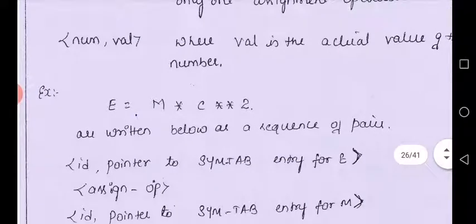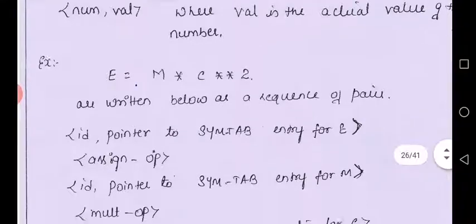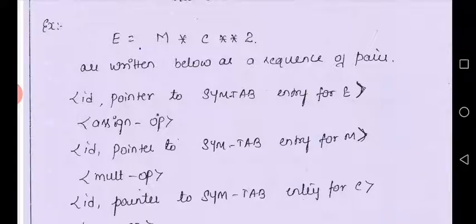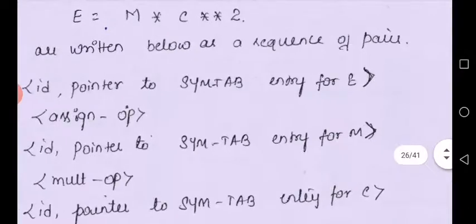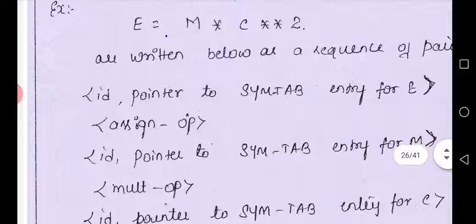So now see here, in case of this expression, E is equal to m into C into C 2, written below. See how it mentions the IDs and the tokens. ID comma pointer to, here the first one is nothing but E. The ID is the identifier we use to identify E, comma pointer to symbol table entry for E. That pointer should be mentioned, like 1, 2, 3, on what particular row of the symbol table it should be entered. Later, the assignment operator: we cannot find more than one equals, so we are not specifying any attribute for this assignment operator. Only assignment operator is the token we generate for the equals.